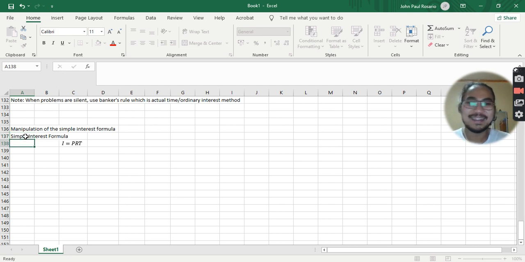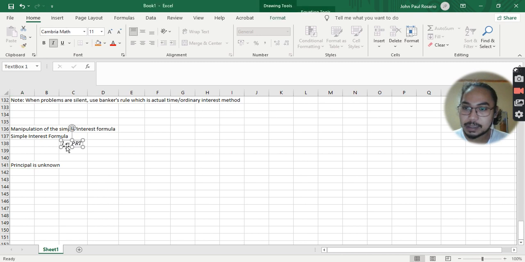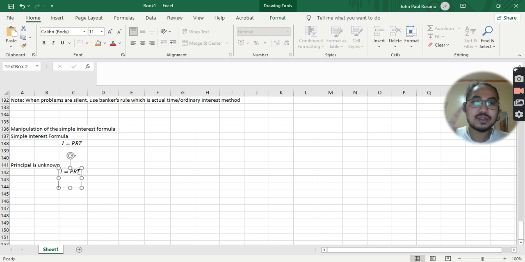So what if interest is unknown? What if principal is unknown? Principal is unknown. What formula will you use? So it would be like this. Since principal is unknown, we move principal to the other side. We reverse the equation so that principal is on the left side.